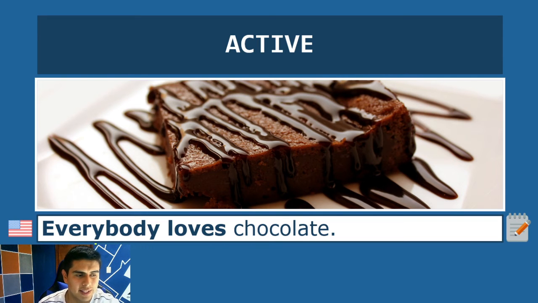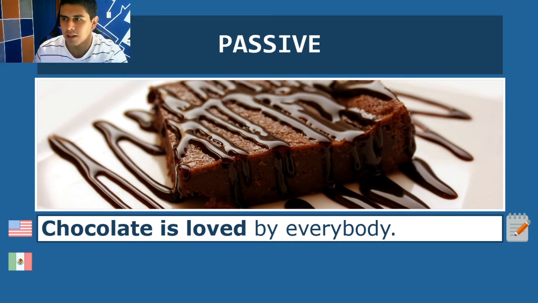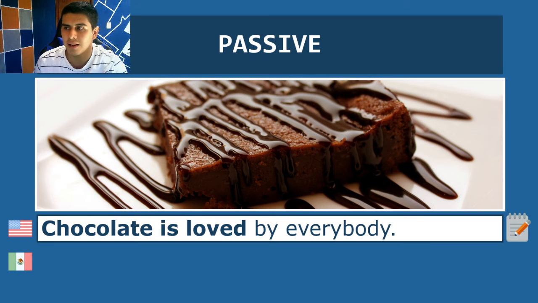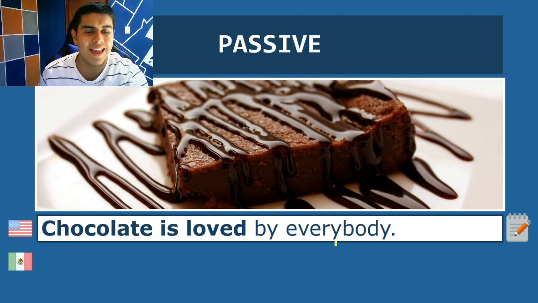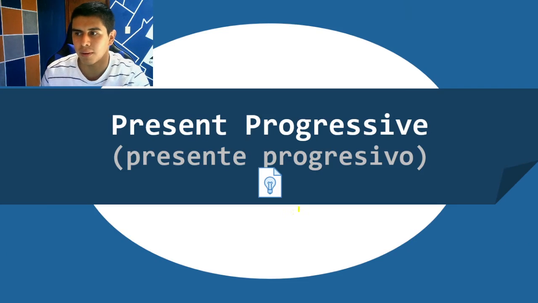One more example is this one. The active voice would be everybody loves chocolate, right? Todo el mundo ama el chocolate. ¿Cómo sería en voz pasiva? Sería de la siguiente forma. Chocolate is loved by everybody. El chocolate es amado por todo el mundo.